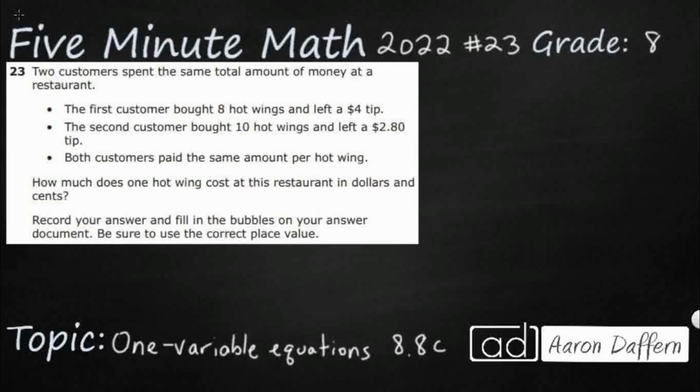Today we are looking at the 8th grade concept of one-variable equations. This is standard 8.8C in the great state of Texas, and we are using item number 23 of the 2022 released STAAR test. If you have not done so already, please go ahead and take a moment to pause the video, work this problem out on your own, unpause it, and we will look at our answers together.